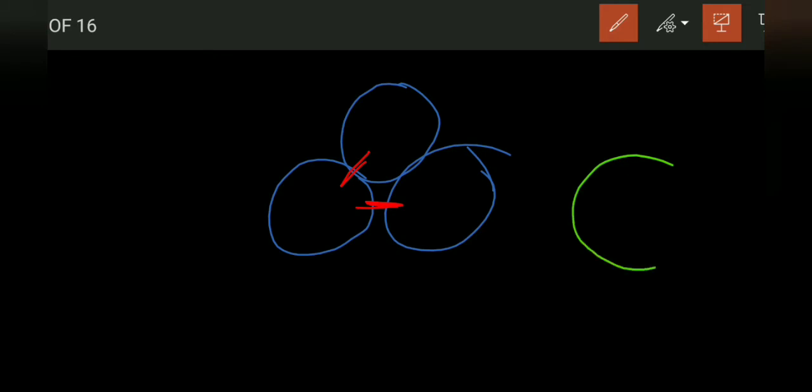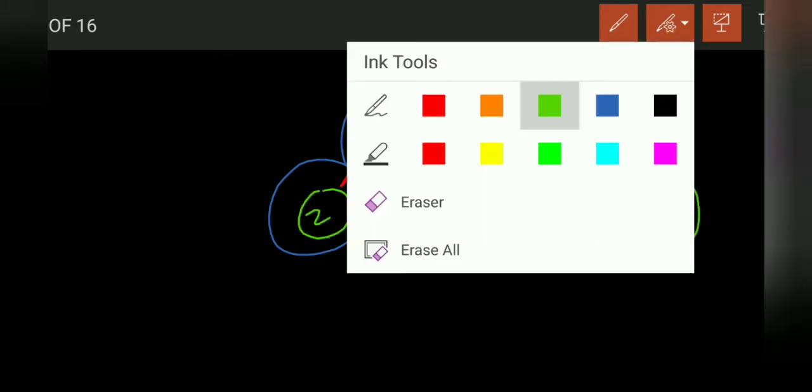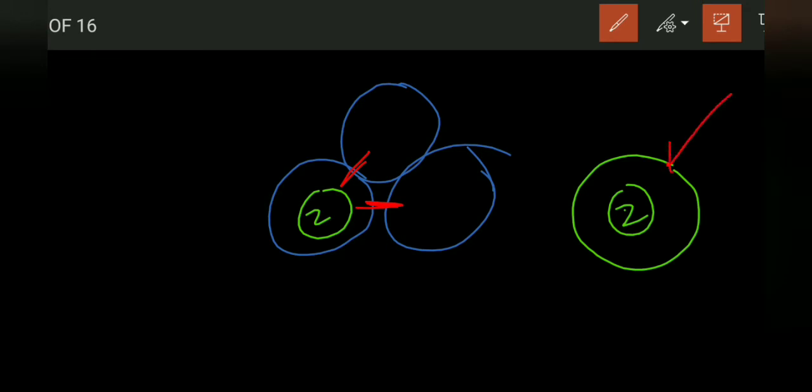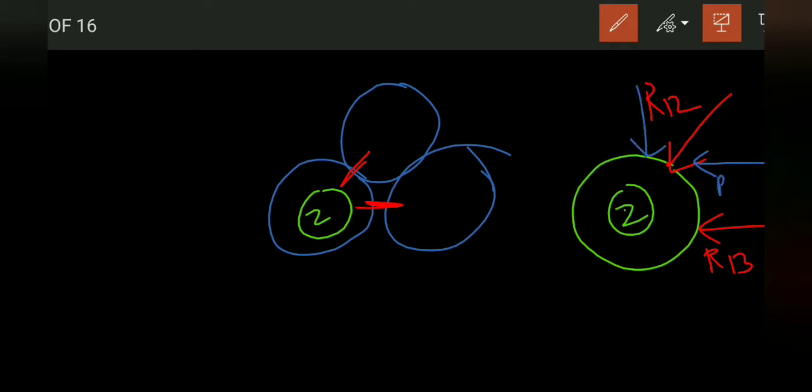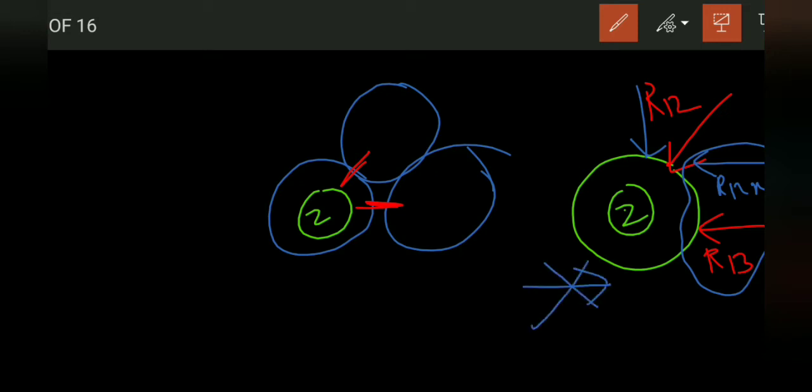I am drawing one circle. There is this one, this is 2. I am drawing it here separately. And now this is R12 and this is R13. See, now if I take the component, this is R12x. This R12x and R13, these are not balanced. There is no force that will balance this in this direction. So it is unstable. Simple. As simple as that.